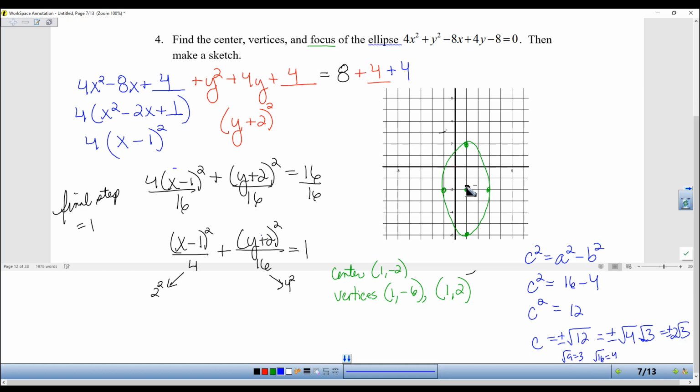So I'm going to move 3.5. 1, 2, 3.5. You move 3.4, I'm not going to be able to tell the difference, right? Just somewhere between 3 and 4 is fine. And that point, now that you've drawn it, should be easy to find. Its x value is still 1, but its y is -2 plus 2 square roots of 3, and then -2 minus 2 square roots of 3. That's how you can do that.